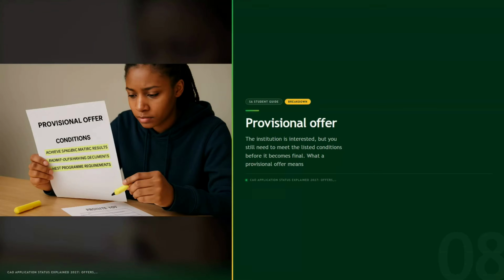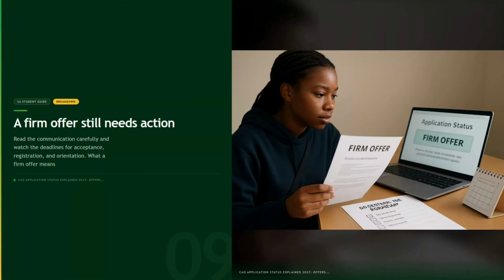As institutions begin making decisions, you may receive different types of responses. Some applicants receive provisional offers. A provisional offer generally means the institution is interested in admitting you, but certain conditions still need to be met. These conditions may include achieving specific final matric results, submitting outstanding documents, or meeting additional program requirements. Read the details carefully, so you understand exactly what is required to convert a provisional offer into a final offer.